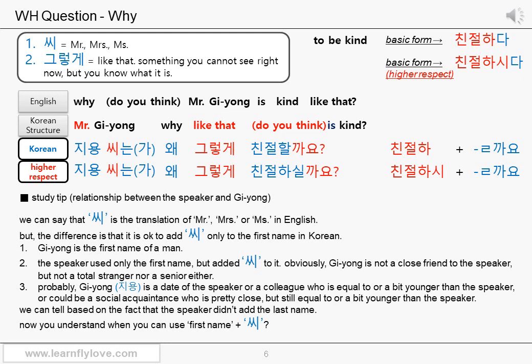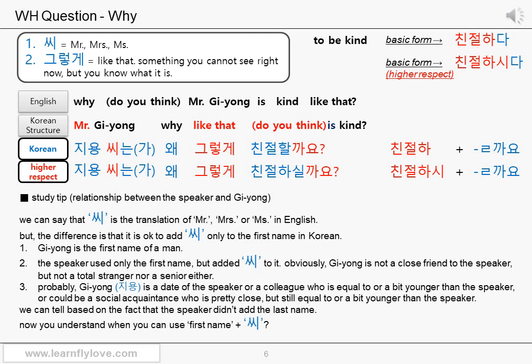Maybe Ji-young is the speaker's date and the speaker is asking the person who set her up about Ji-young now. Yes, you can use ssi for a person whom you meet for a date as well as a blind date, especially when you are over 25. When you have a blind date or something, if you add his or her last name to ssi when you call each other, it will sound too formal. Since it's a date, you want to get rid of the last name and sound more intimate to each other. You can keep using first name plus ssi until you guys are into an actual relationship.